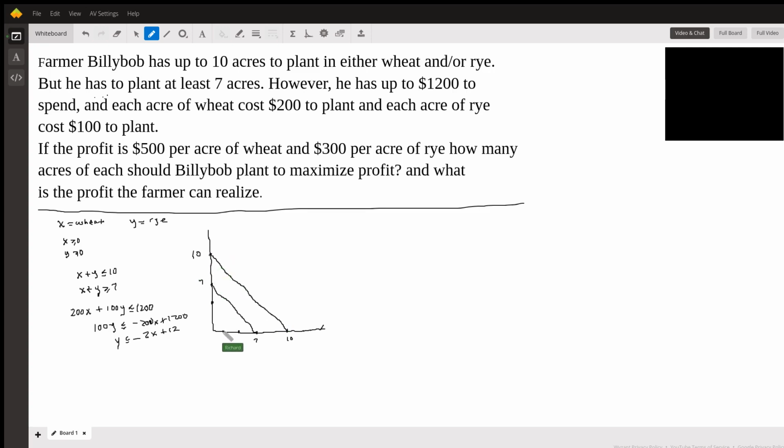You can see we're only looking at the first quadrant because X and Y both have to be positive or 0. Actually, they can't both be 0 because we have this constraint. But in any event, this is the first line. When X is 0, Y is 10. And when X is 10, Y is 0. And then this is the other line. When X is 7, Y is 0. It's down here. When X is 0, Y is 7. It's up here.